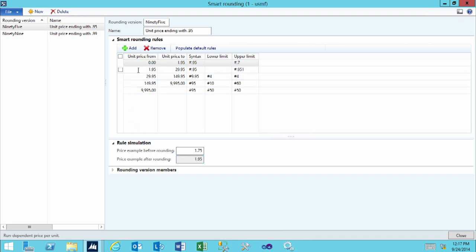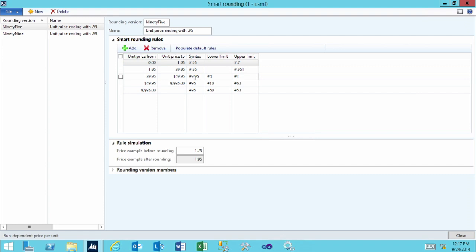The next row is for the next range of amounts. Again, they're using the syntax of .95 with the hashtag before the decimal place. This indicates that the price will always end in 0.95. Again, there's no lower limit, and the upper limit is 0.951. The next row is for prices between $29.95 and $149.95.